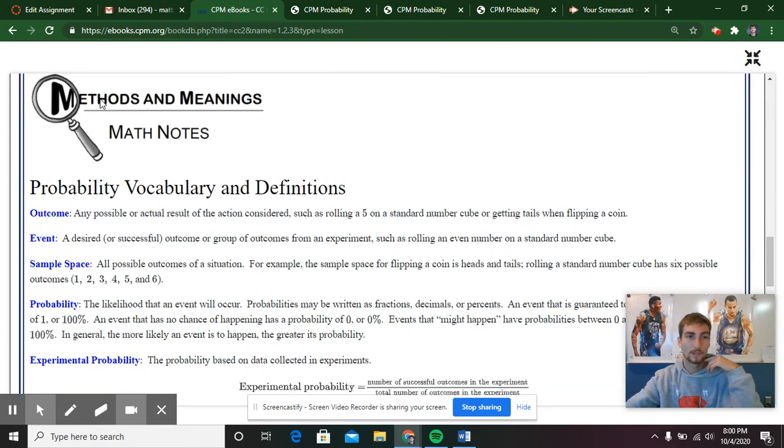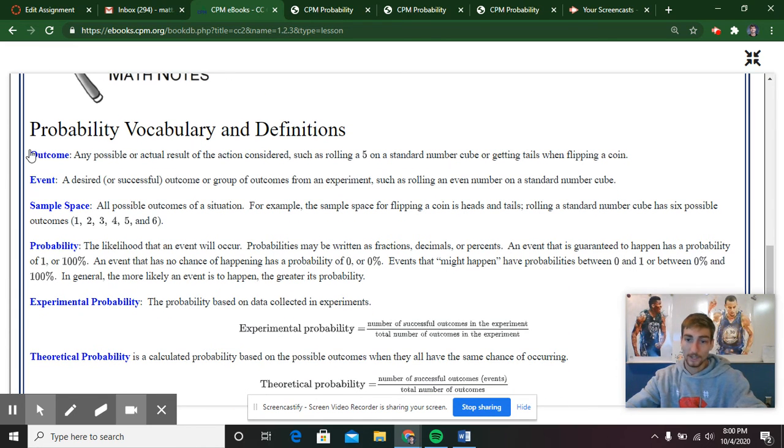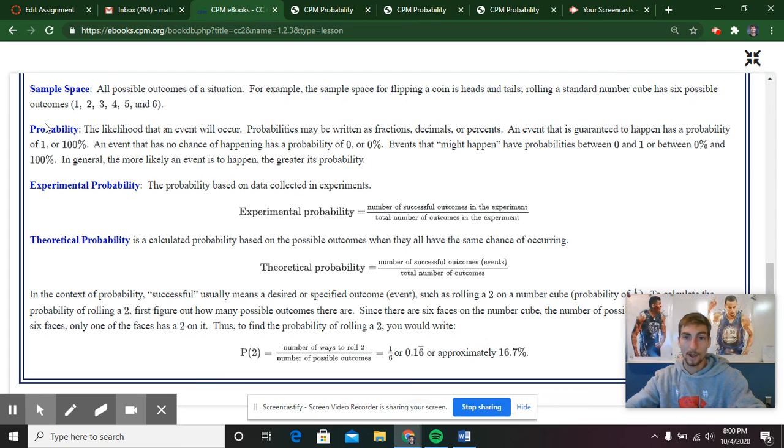And then it's really important here that you look at the math notes, okay? These talk about all of the vocabulary that we've talked about so far. Our outcomes, our event, sample space, probability. Now remember, probability can be measured as fractions, decimals, and percentages. In the case of fractions and decimals, that's going to be from 0 to 1, right? Our probability line. 1 is certain, 0 is impossible, and then we have 1/2 in the middle, which would be equally likely. And then we can also write them as percentages.